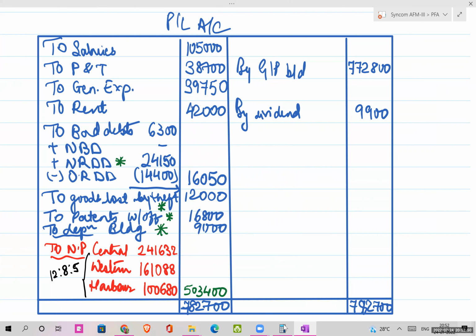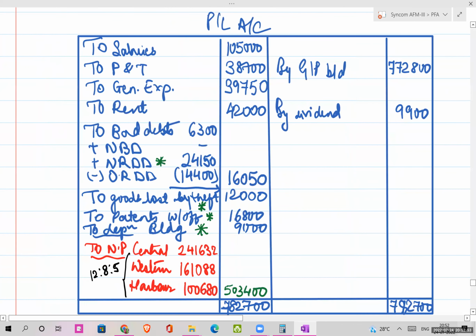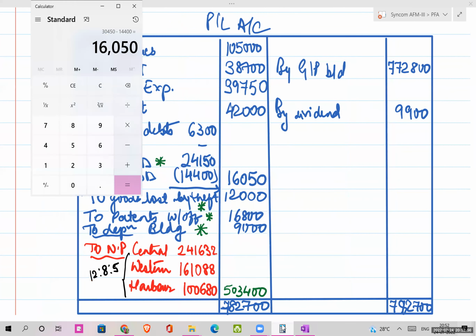So when you close your P&L account: 7,72,800 plus 9,900 minus 1,05,000 minus 38,700 minus 39,750 minus 42,000 minus 16,050 minus 12,000 minus 16,800 minus 9,000. So 5,03,400 is my net profit, which I am going to give to my three partners.